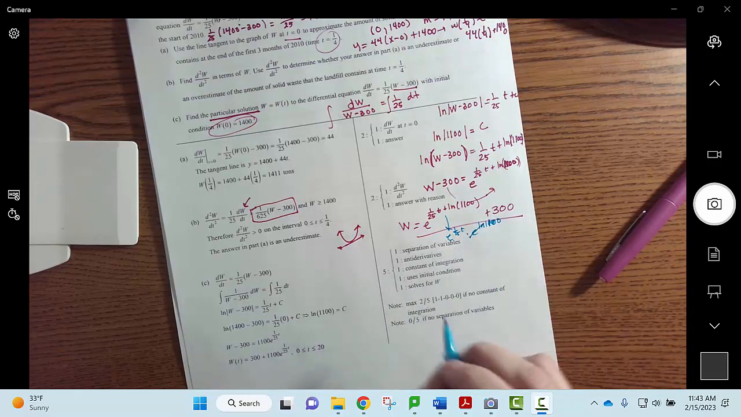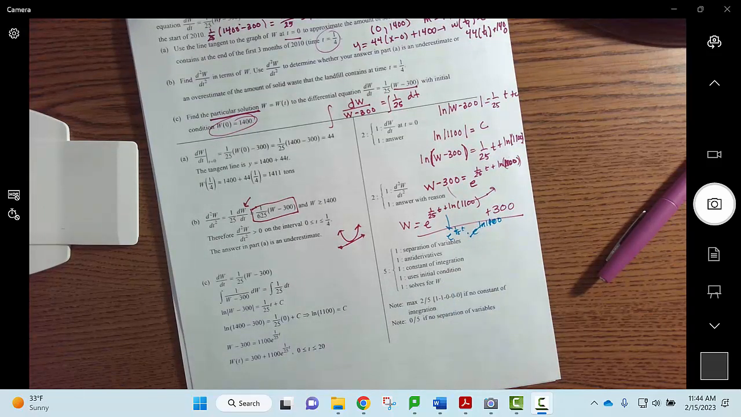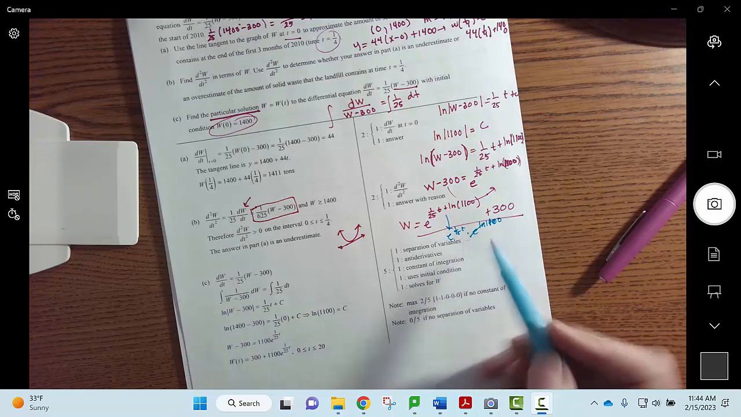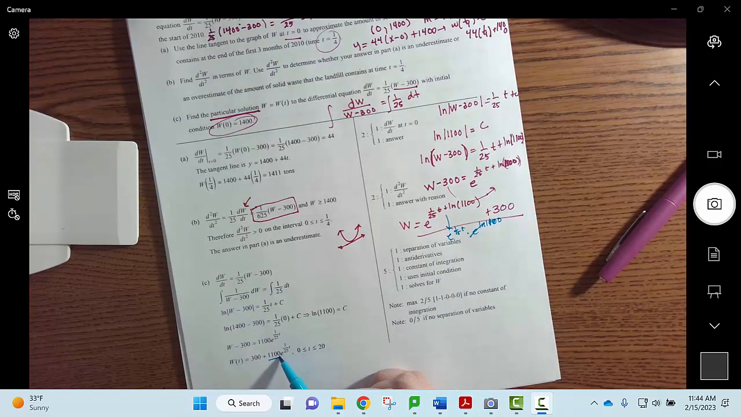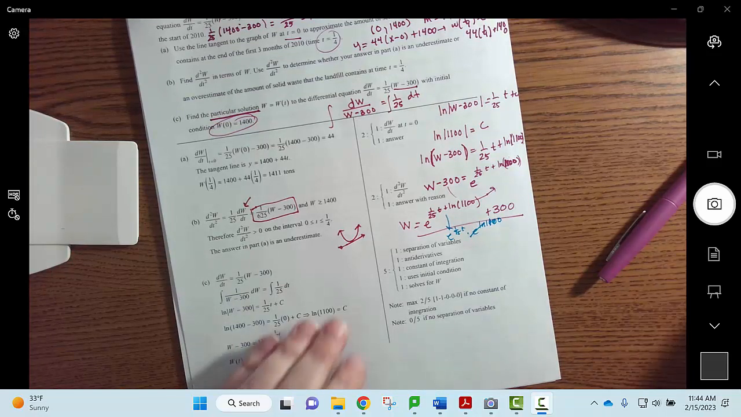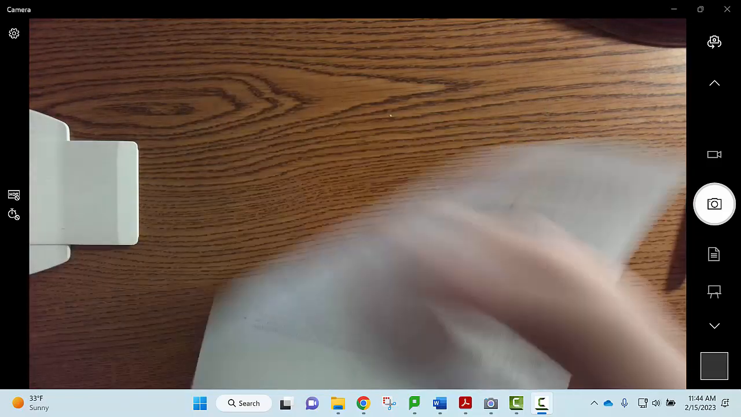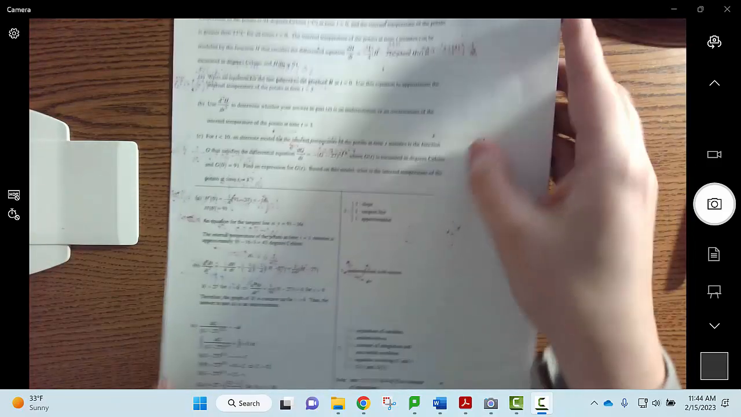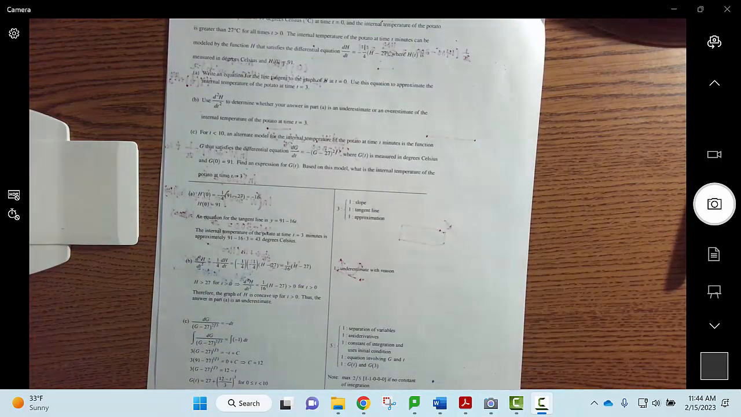So the e and the ln cancel. And then you can see down here, that's why the 1100 ends up in the front of or times that e to the 1/25 t. Okay, the last one is similar to this one. I'm going to see if I can go grab a different one.